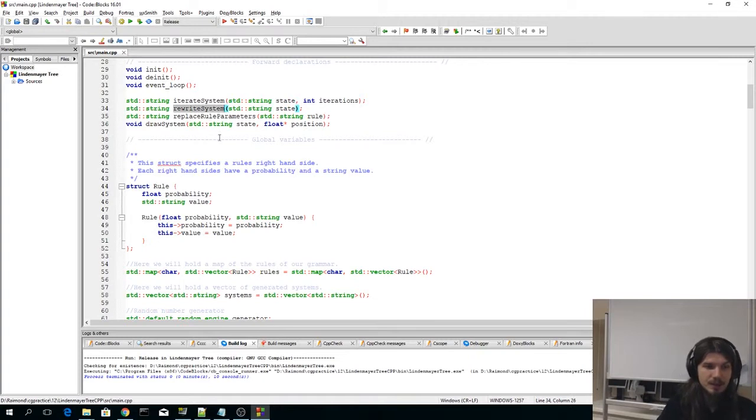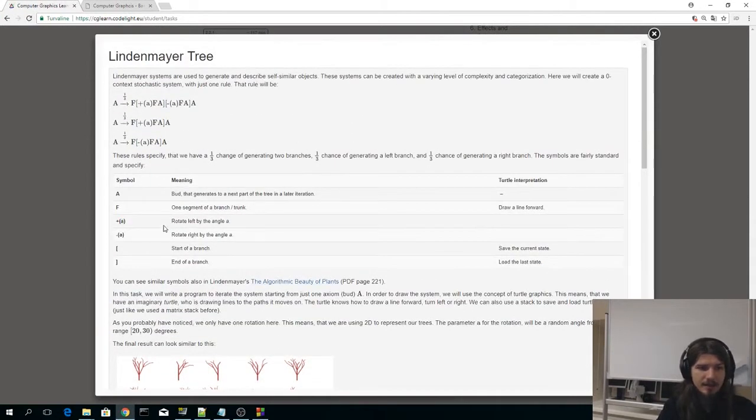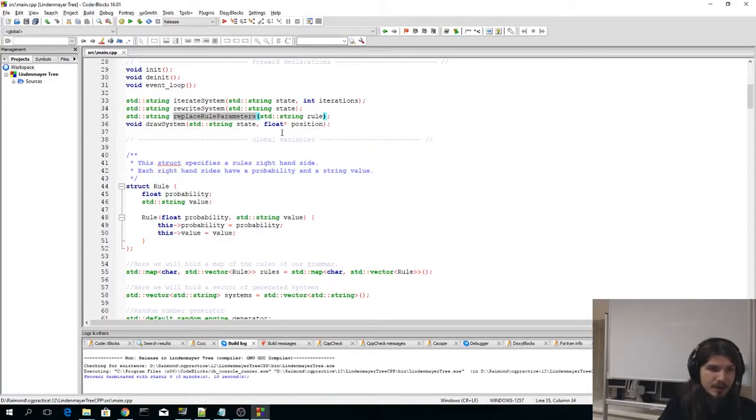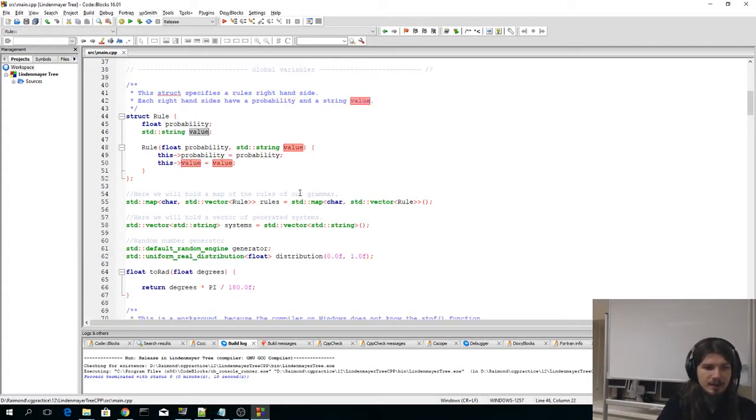Rewrite system does one rewrite of the entire system, and replaces all parameters. So we'll be using some parameters. If you look at the description here, then this A needs to be able to rotate by some angle A. So this is what substitutes that. And draw system draws the final string as a tree. We have a struct of rules, so each rule has a probability and has a value. So this value is kind of the right-hand side of the rule.